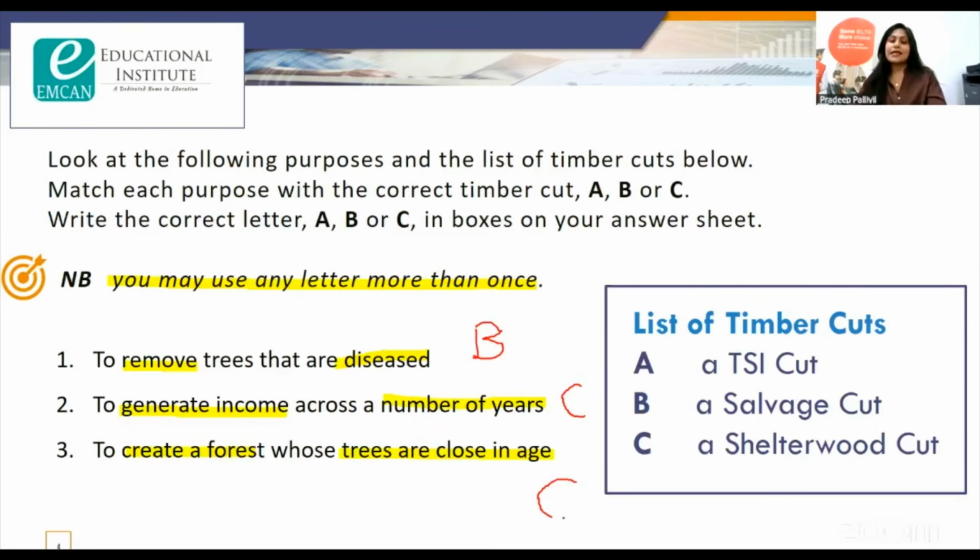So C. See, look at the instruction: you may use any letter more than once. So we repeated C two times. That's why they give that instruction, so be careful when it comes to such instructions. And it's not necessary to get all the answers from the same place. You need to read the specific place and get the answer.